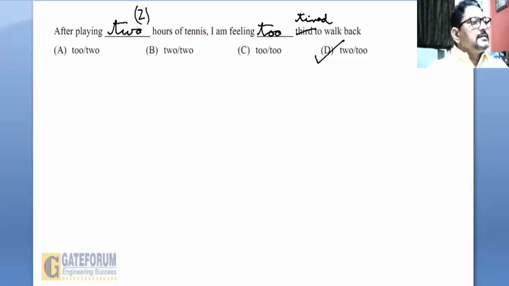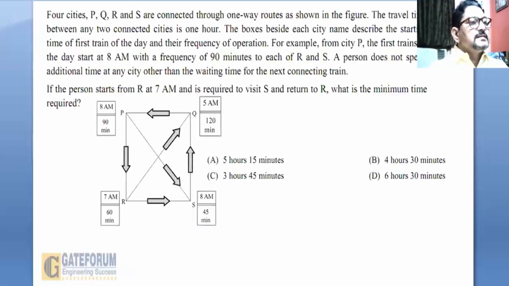Now, since the mechanical engineering GATE exam happened in two phases, this is the second set. Logical reasoning, it appears. Let us see. Four cities, P, Q, R and S are connected through one-way routes as shown in the figure. So you see this is P, this is Q, this is R and this is S, and they are connected through one-way routes. You can see the arrows indicate the one-way routes, meaning you cannot move in the opposite direction of the arrows.